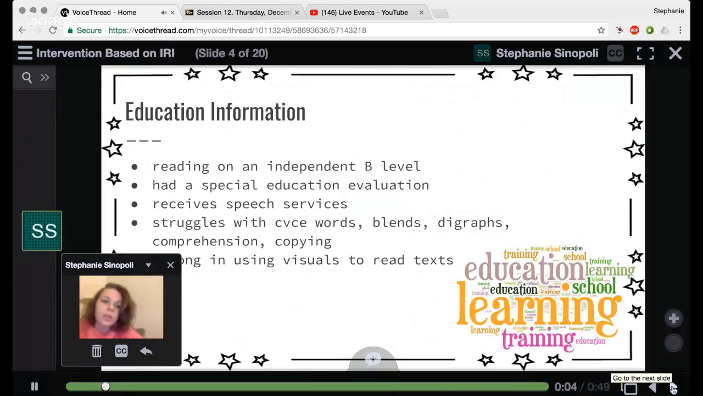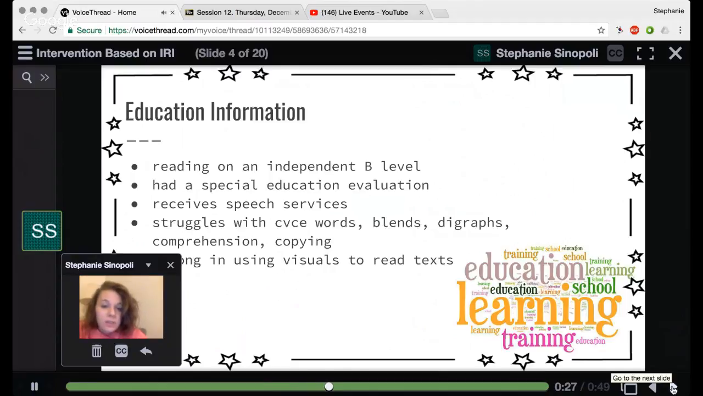As for Jackie's education information, she is currently reading on an independent B level according to the Fountas and Pinnell benchmark assessment system. She had a special education evaluation that was bilingual. It stated that she was mostly dominant in English. She also received speech services, which was determined by that special education evaluation.